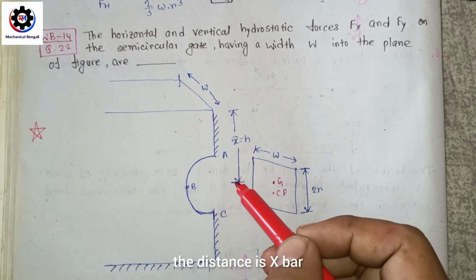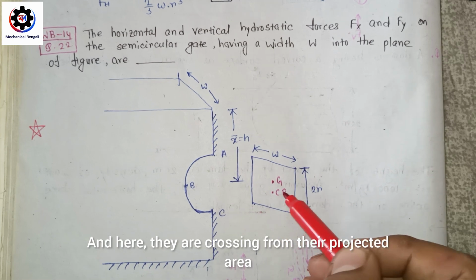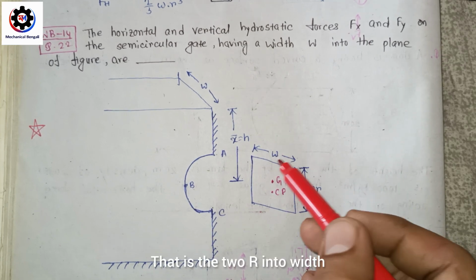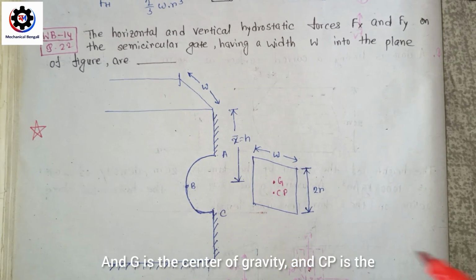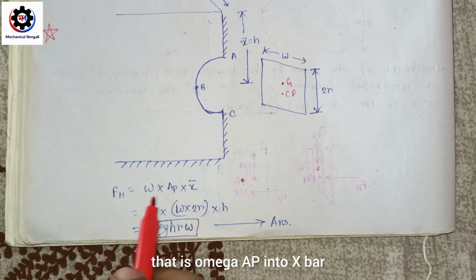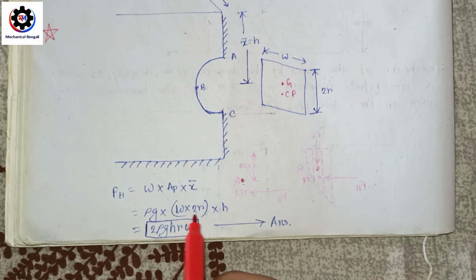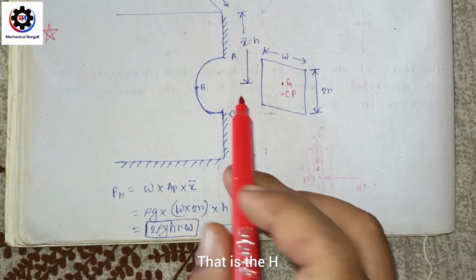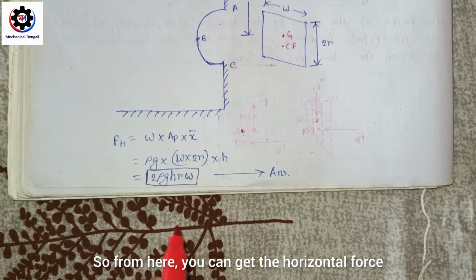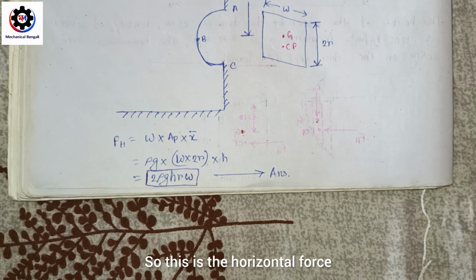And here to here the distance is x bar, that is equal to h, and here the cross section, the projected area, that is 2r into width w, and D is the center of gravity and Cp is the center of pressure. Now if you want to calculate the horizontal force, that is omega AP into x bar, omega that is equal to rho into g, AP that is the projected area, that is 2r into w, into x bar, that is h. So from here you can get the horizontal force, that is 2 rho g h r w. So this is the horizontal force.